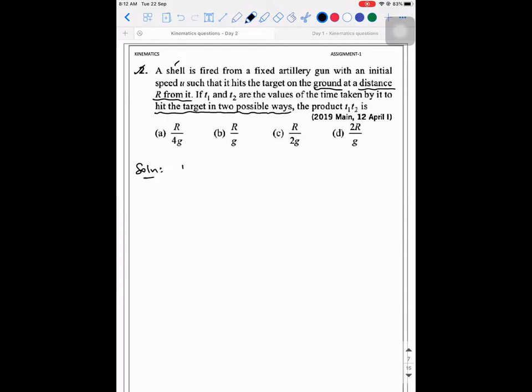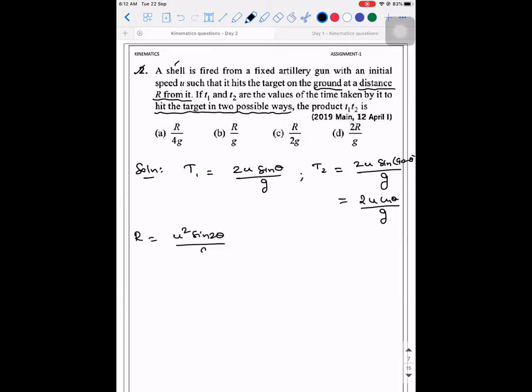So if you observe, the time taken for the first particle to hit the ground is T1 = 2u sine theta by g. Then what will be the time taken for the second particle to hit the ground at the same range? 2u sine of (90 minus theta) by g. I hope this gave you some clarity. So that is 2u cos theta divided by g. This is T2. What is range? R is equal to u square sine 2 theta divided by g.